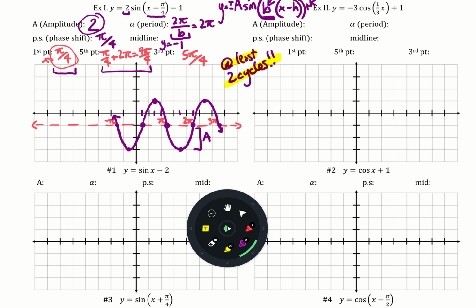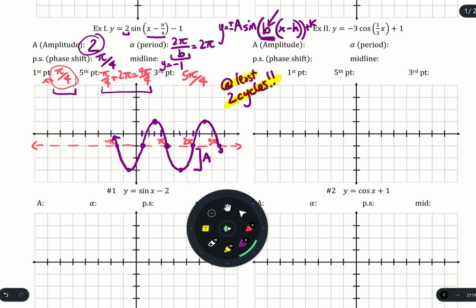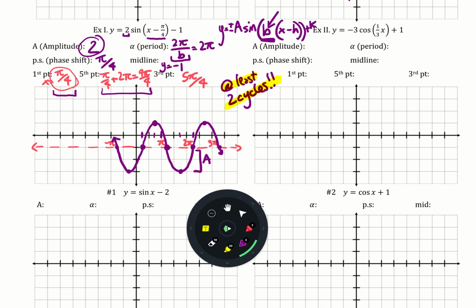Okay. All right, now for our next example, we have a cosine graph. So our amplitude is 3. Now it's not -3. The negative is going to be a reflection. We'll deal with that later. But the amplitude is the distance from a midline. So amplitude is always positive. So our distance from the midline will be 3.